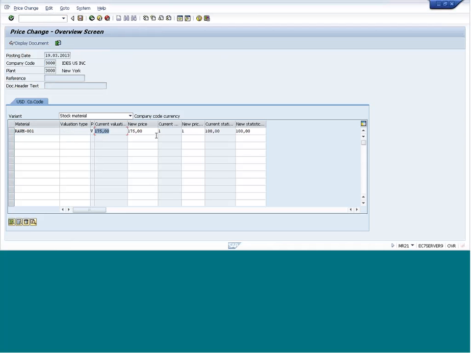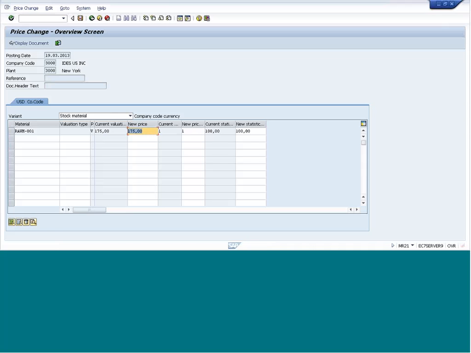That is the valuation. So there are two prices you can change. This one is statistical. It is not the standard: if it is a moving average price here, the standard is statistical; if the standard cost is here, the moving average price is statistical. Statistical price, whether it changes or not, is not going to impact the pricing. So here, the new price you can change all the time.